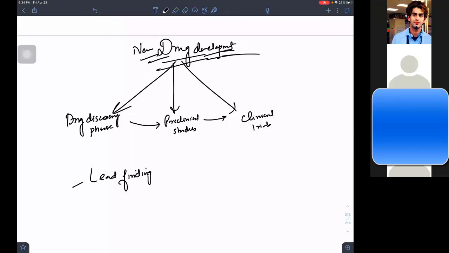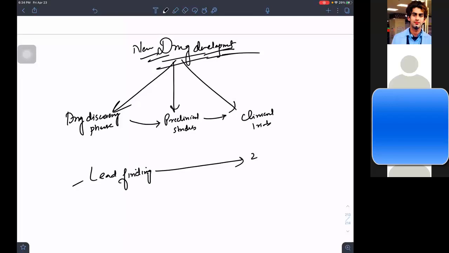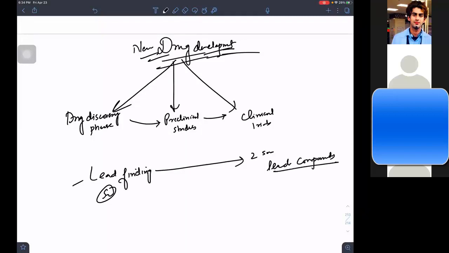Okay. Now after that, you will go through many processes. You don't have to read that. From these, you have to take two or three drugs. These are several, so you have to choose two or three drugs. Now these two or three drugs are called lead compounds. Lead compounds. Is it clear, friends? Okay. Easy.